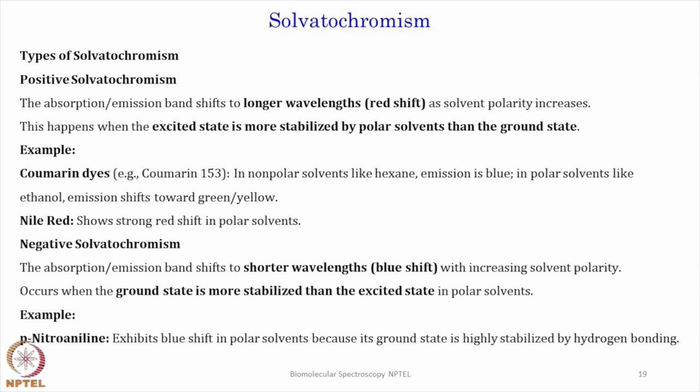One example of this, say coumarin, it is a dye: in a non-polar solvent like hexane, emission is in the blue, and in a polar solvent like ethanol, emission is towards green or yellow. Nile red is another fluorescent molecule that shows a strong red shift in a polar solvent, right. That is a positive solvatochromic effect.